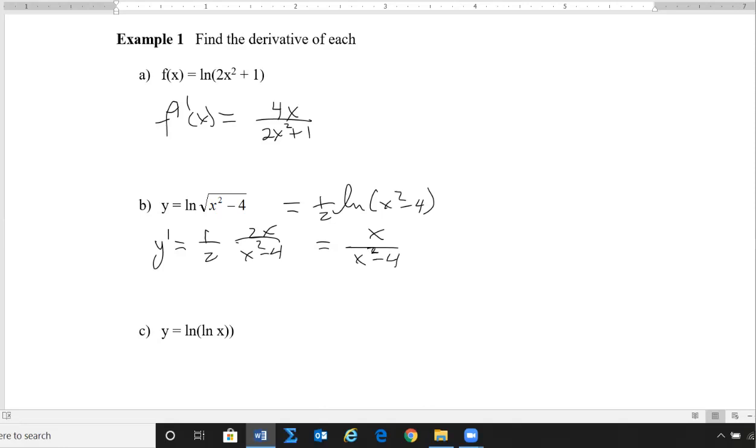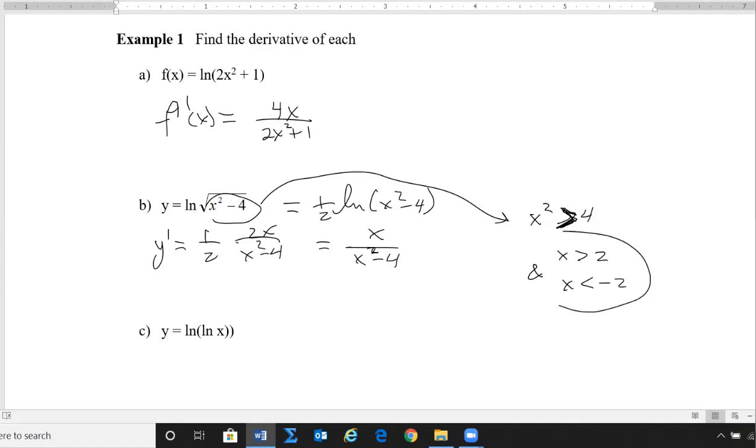Now keep in mind the domain for this function. We'd have to have x squared greater than or equal to 4. Actually greater than 4, because you can't have a natural log of 0. So we have x greater than 2 and x less than negative 2. It's a kind of strange looking function, but we're not worried about that right now too much.